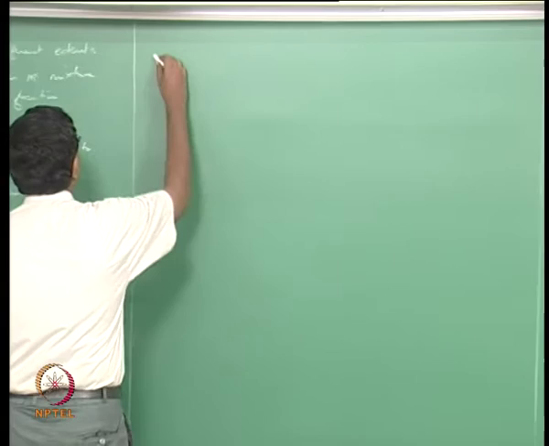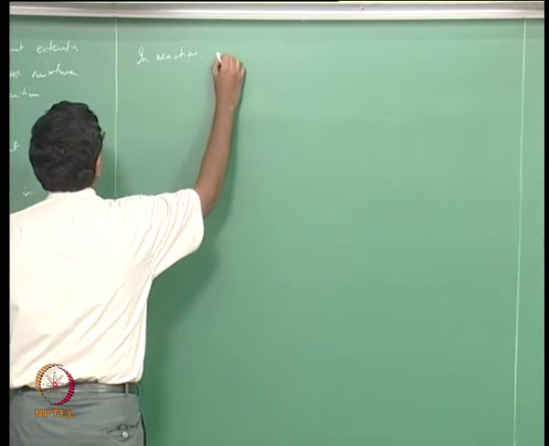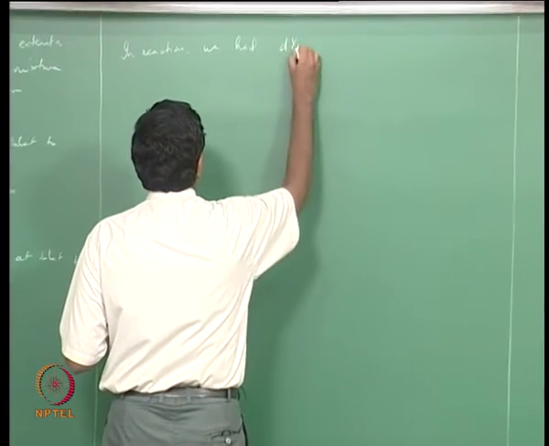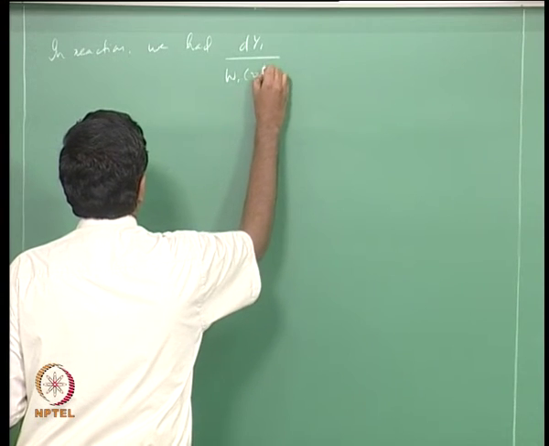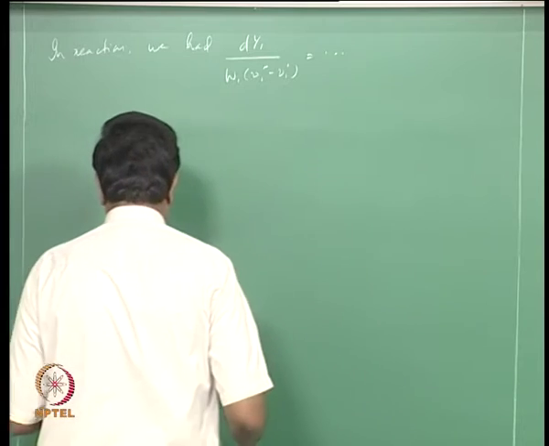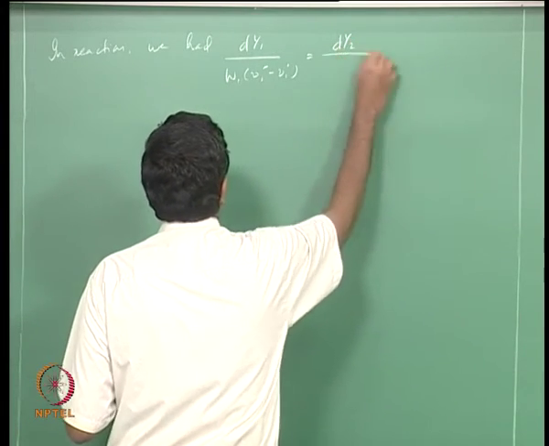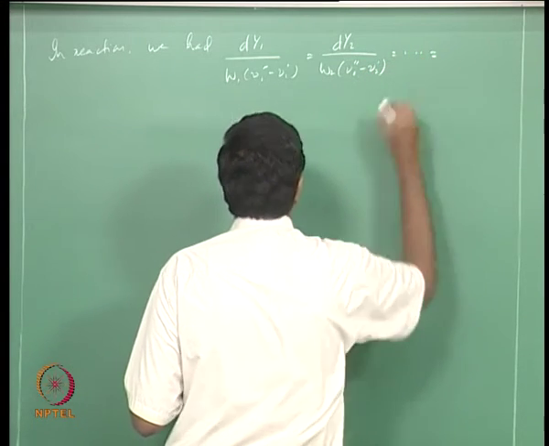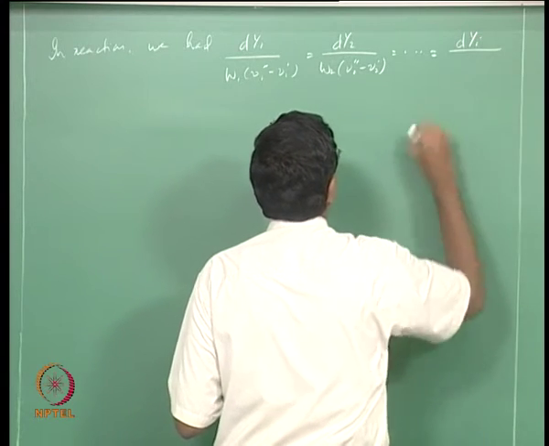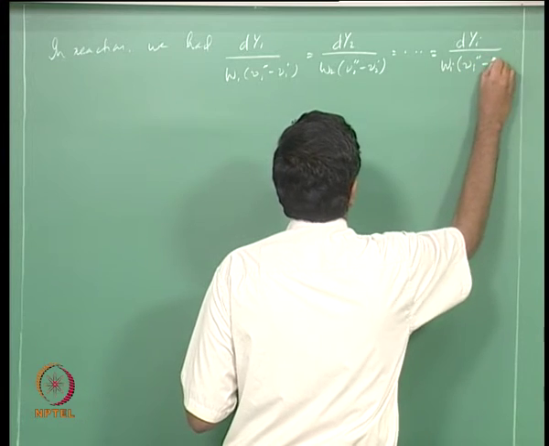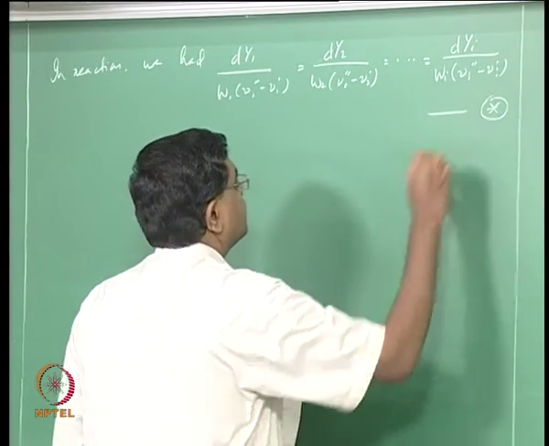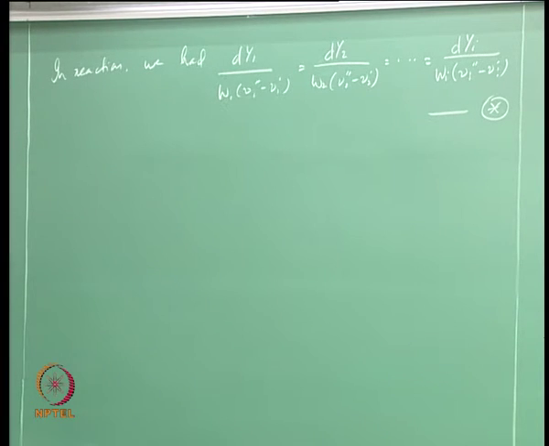So in a reaction, this is long ago, we came up with this: dY1 divided by W1 times (nu1 double prime minus nu1 single prime), etc. You could also write, of course, one more: dY2 divided by W2 times (nu2 double prime minus nu2 single prime), etc. And for the general ith species, you could say dYi divided by Wi times (nu_i double prime minus nu_i single prime). I'm sure you recall this. So let's suppose that you can call this set of equations a star. We will pick at least two of these in order to integrate at different times in the near future.